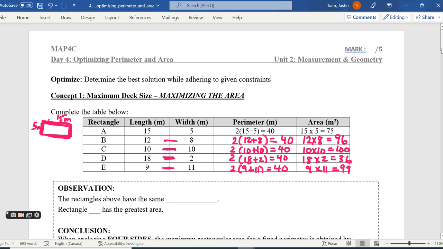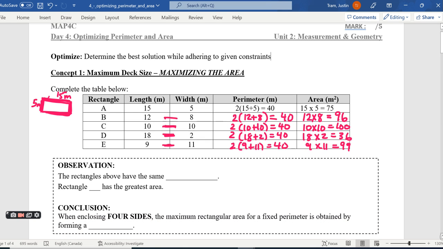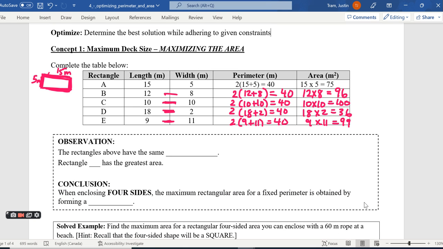Now, let's look at this table for a second, and what do we notice? Well, the rectangles above have the same perimeter. Which one of these rectangles has the greatest area? It looks like rectangle C has the greatest area. So, what do we notice about rectangle C though? Well, rectangle C has the same length as it does the width, which we know by another name. 10 by 10, we know this as a square.